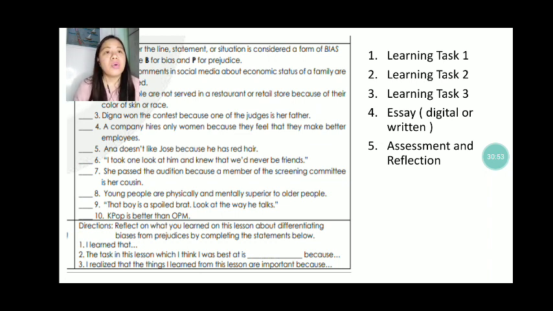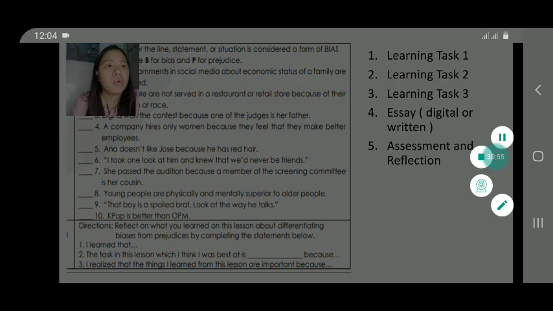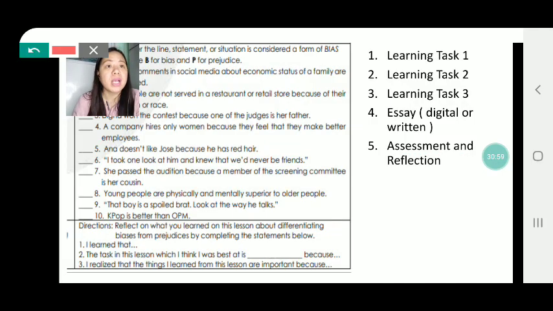Okay? So, here are the list of what you are going to do for week 2 for English. Okay? So, learning task 1, learning task 2, learning task 3, essay, pwede po siyang digital. When I say digital, pwede nyo siyang gawin in your phone kung meron kayong access to make Microsoft Word, mag-type sa phone, or kaya may mga laptop, or kaya may mga computer, pwede kayo mag-type doon, then isend sa akin. Or written, pwede isulat sa paper, then picturean, isend sa akin. Then after that, you are going to make the assessment, ito yon, and the reflection.